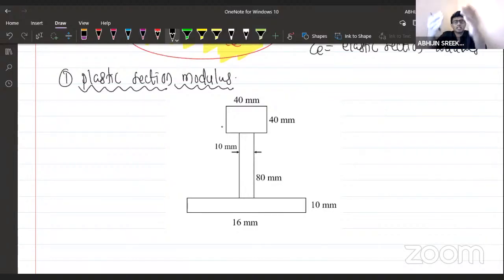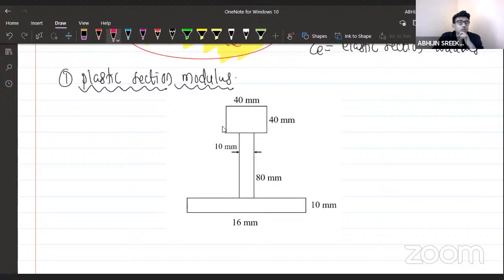This is actually a question. Will the location of the plastic neutral axis be on the top flange, on the web, or on the bottom flange? We have studied this. The plastic neutral axis divides the entire area into two equal parts. That's the reason why it is also known as the equal area axis.